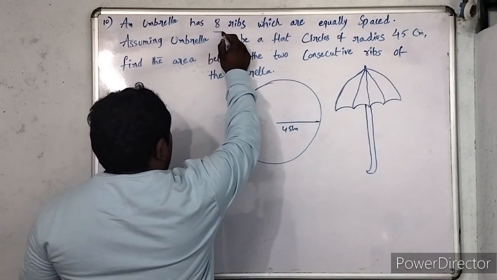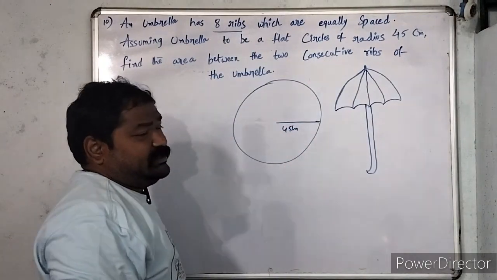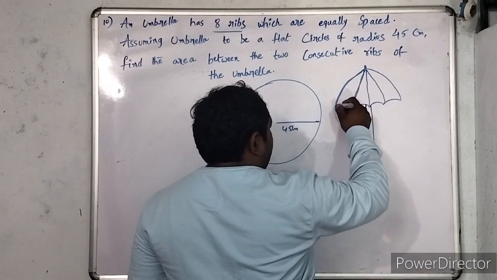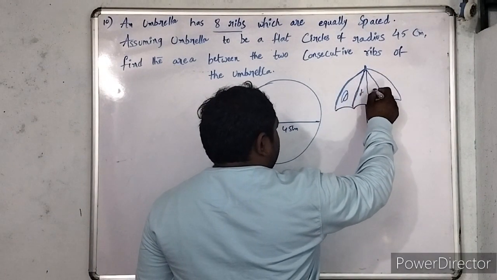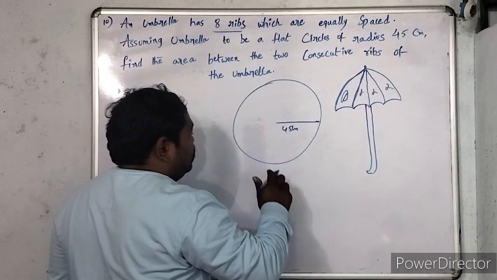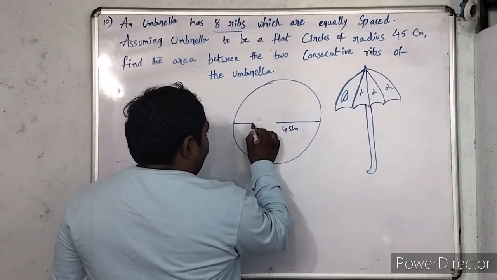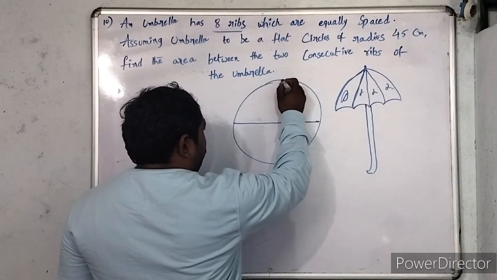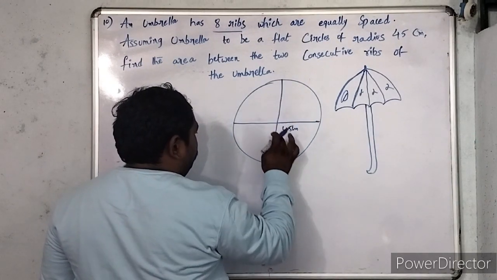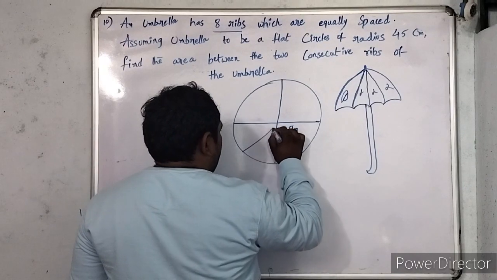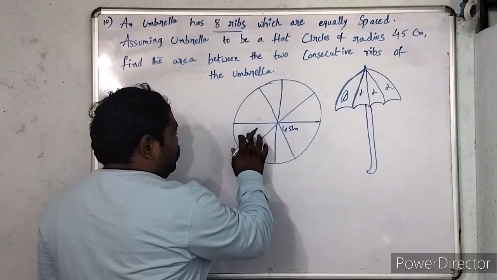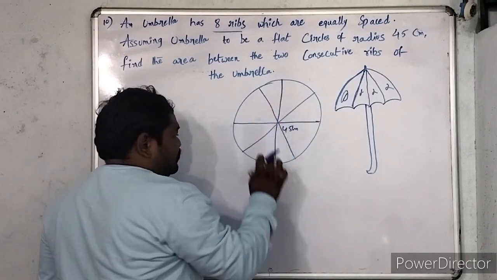How many ribs are there? 8 ribs. A rib means a sector, an area. Area between two spokes. This is the rib. This is the rib. Therefore, if we assume this umbrella is a flat circle, it has 8 ribs. 1, 2, 3, 4, 5, 6, 7, 8.